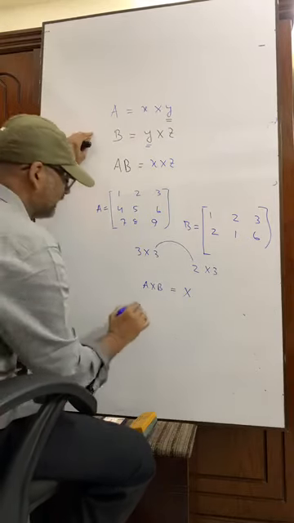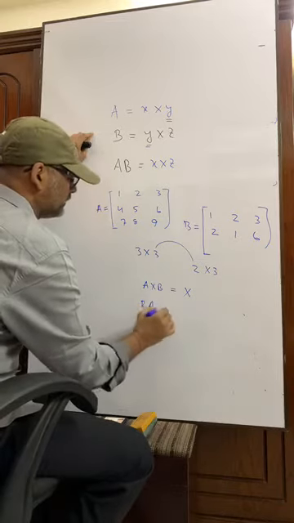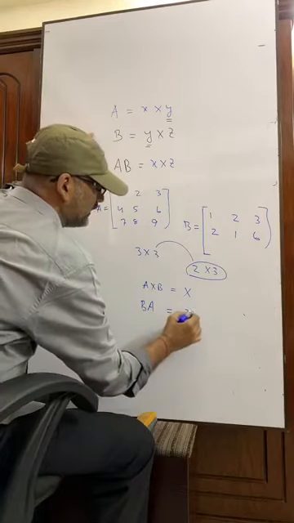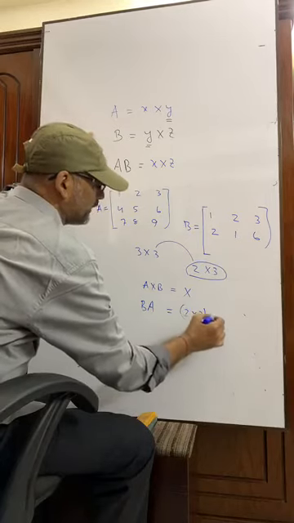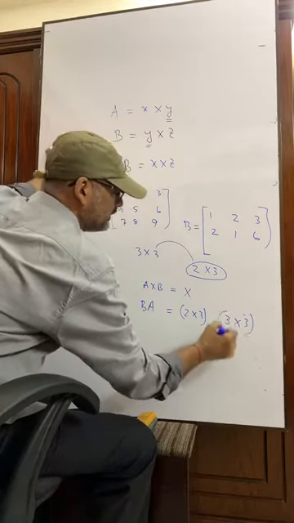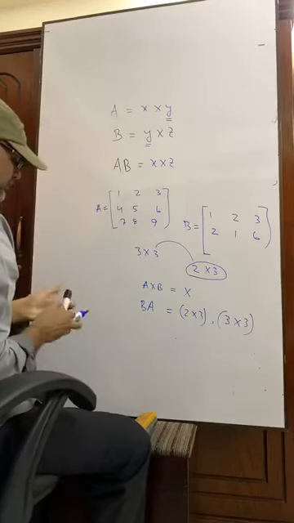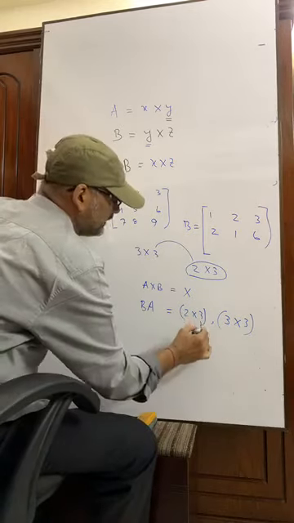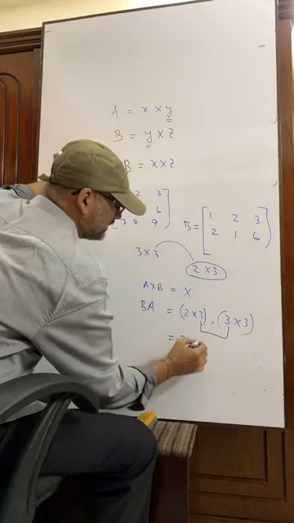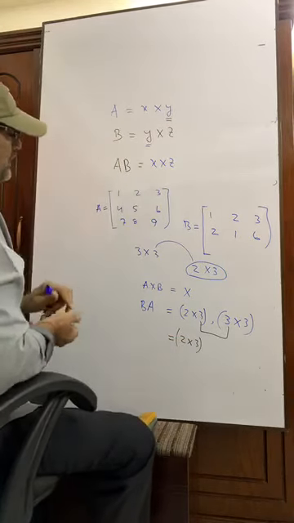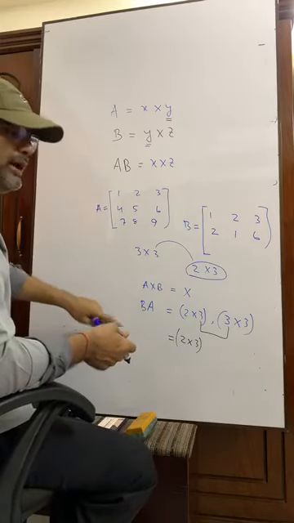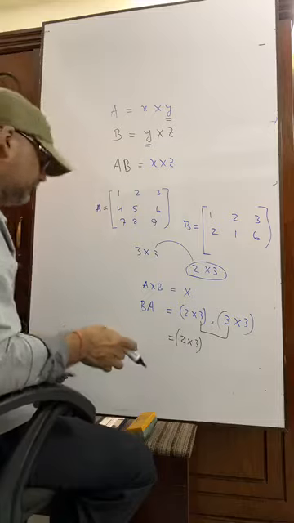But if we see BA, then it will be considered: at first, it is 2 into 3, and it is 3 into 3. That means this 3 will be omitted and 2 by 3 will be left, and it is possible. We cannot determine AB from here, but we can determine BA from here.